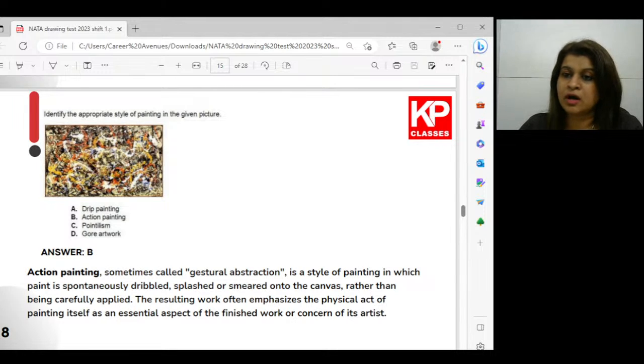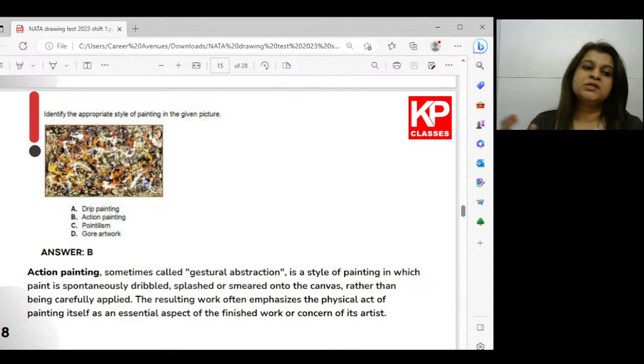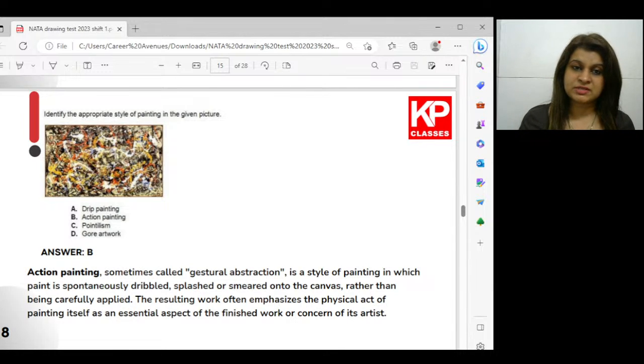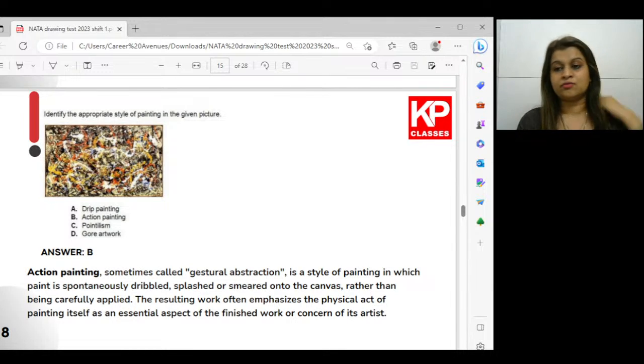The options given to us are drip painting, action painting, pointillism, and gore arts. Now, don't just focus on the right option. The right option is action painting. But always try and read about the other options as well. See what they stand for.